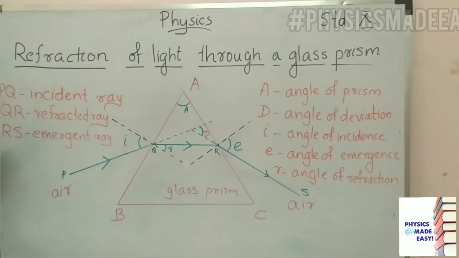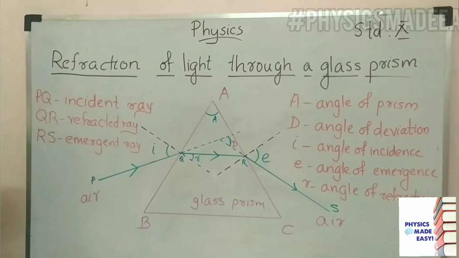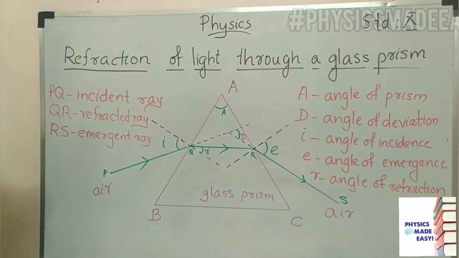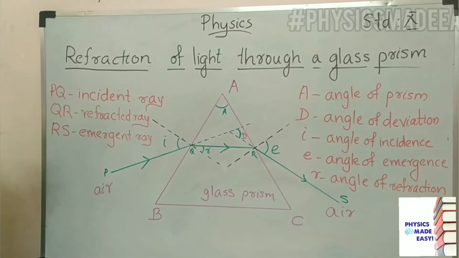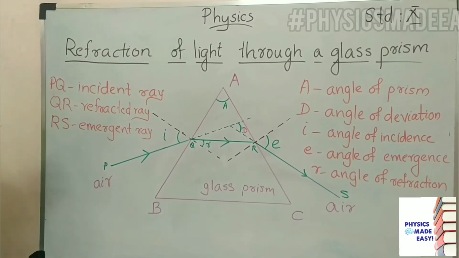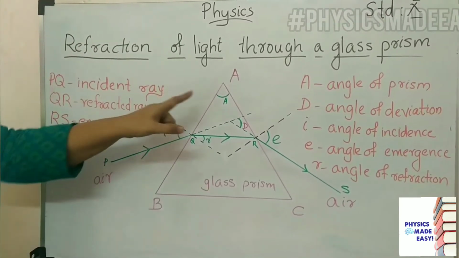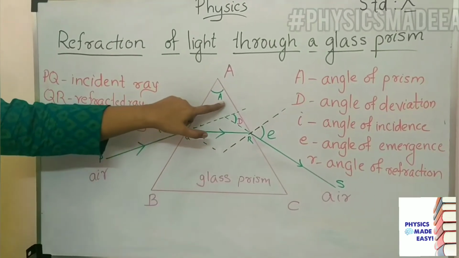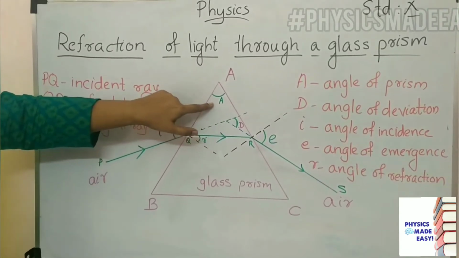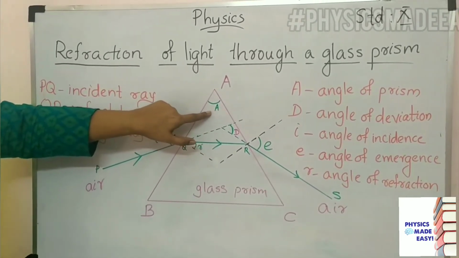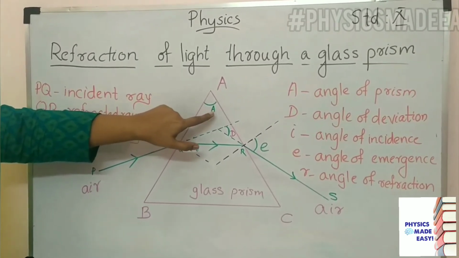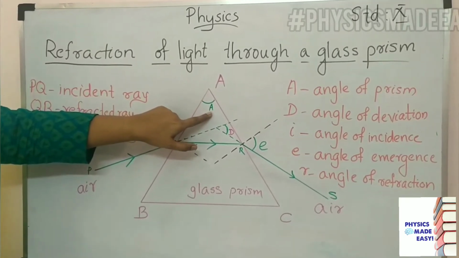Before that you have to know, a glass prism has two triangular bases and three rectangular lateral surfaces. These three rectangular lateral surfaces are inclined to each other. That means they are making an angle. Here you can see an angle A. This is the angle of prism. Angle of prism means the angle between two rectangular lateral surfaces of a prism. This is represented by the letter A.